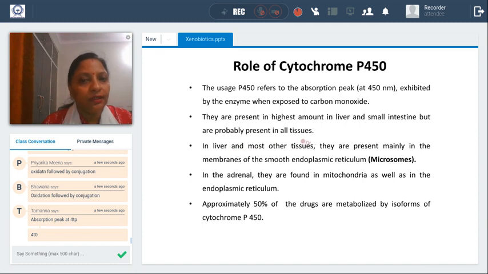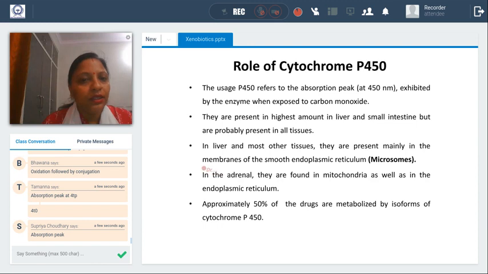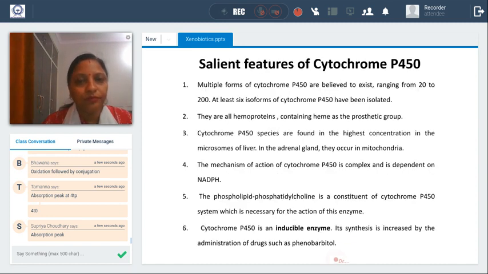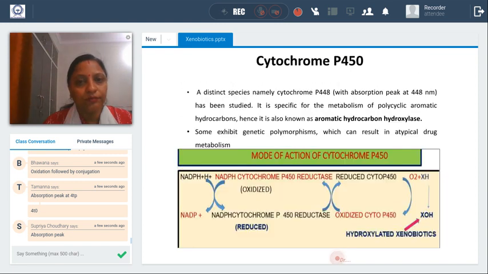They are present in the highest amount in the liver and small intestine. In the liver, this is mainly present in the membrane or vesicles of the smooth endoplasmic reticulum, which are known as microsomes. Approximately 50% of drugs are metabolized by isoforms of cytochrome P450. These are the salient features of cytochrome P450. These are also called inducible enzymes because their synthesis is increased by the administration of drugs such as phenobarbital.